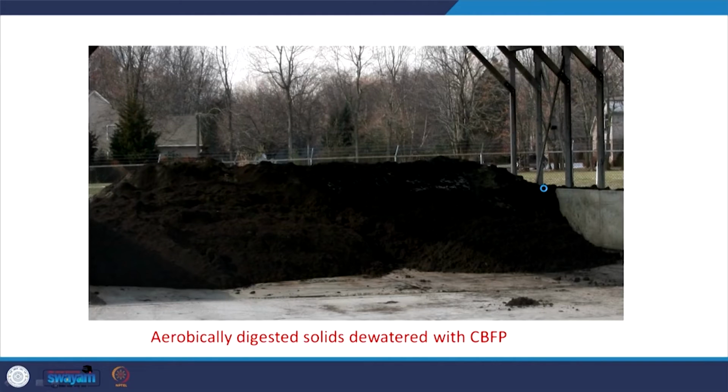After that, here we have an example: aerobically digested solids which have been dewatered with a continuous belt filter press. This is what it typically looks like, and this is much easier to handle now.